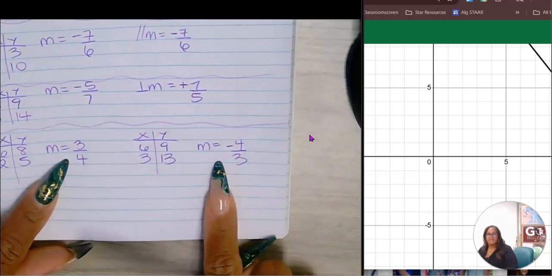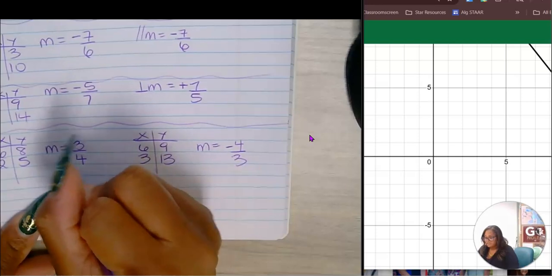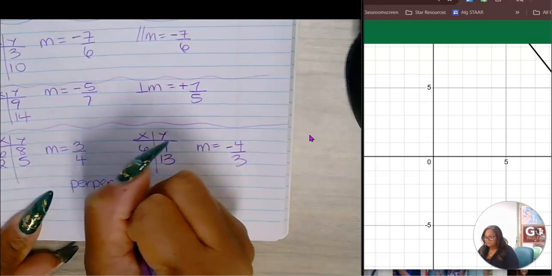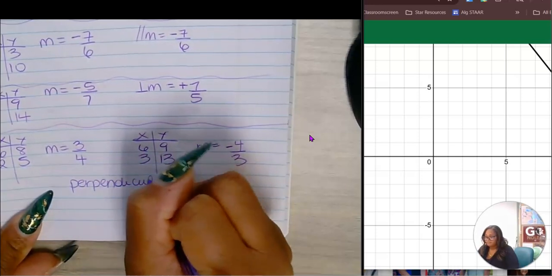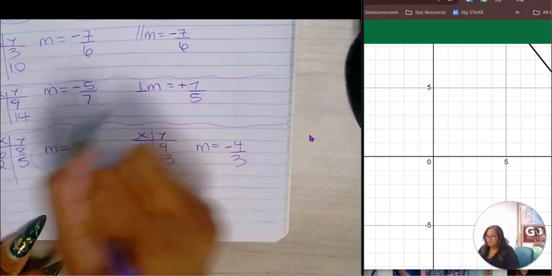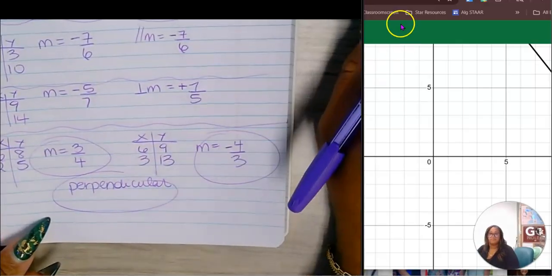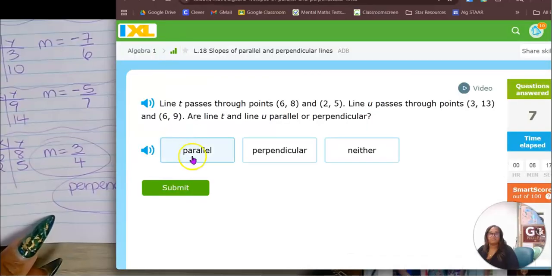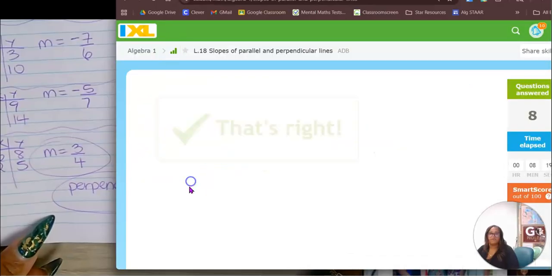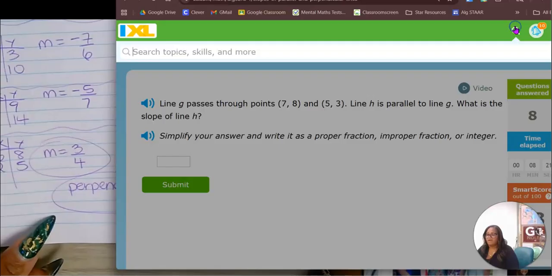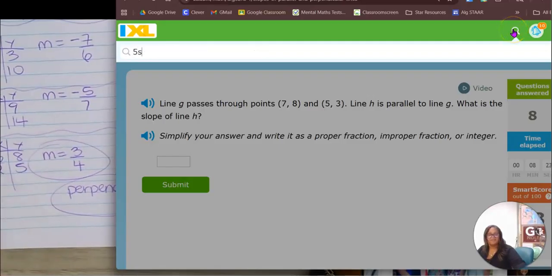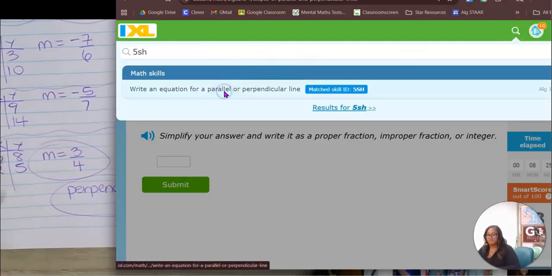Are these opposite? Yes. Are these reciprocals? Also yes. So this is perpendicular. This is showing your work. Perpendicular, and then submit. All right, let's go to IXL lesson 5SH and see what they're talking about.